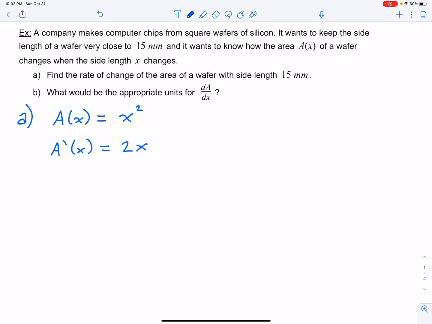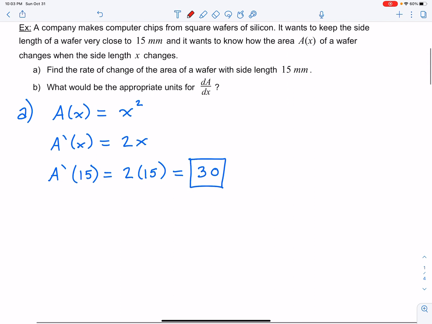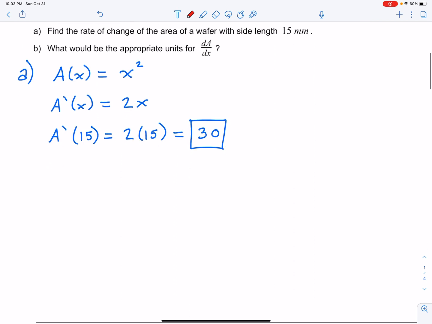So if we want the side lengths to be very close to 15 millimeters, then the derivative of our area, looking at that 15 millimeters, would just be 2 times 15, or 30. So the rate of change of the area of a wafer with side length 15 millimeters is 30. Well, what kind of units should we put on this? It's our follow-up question here.